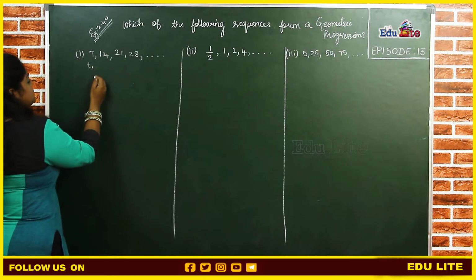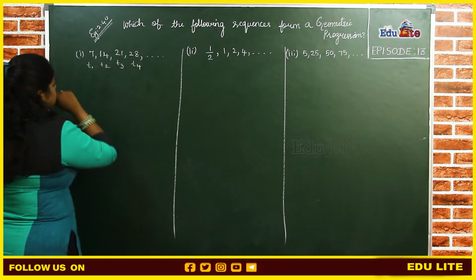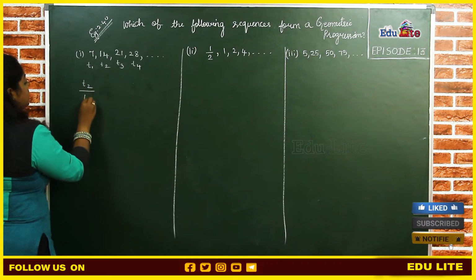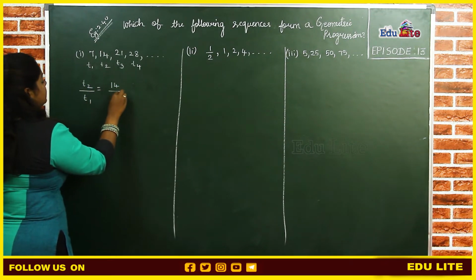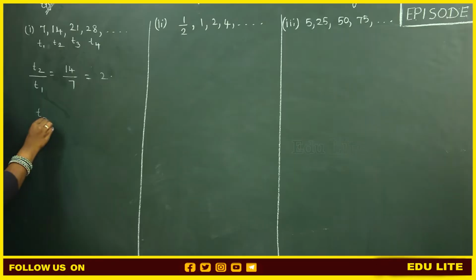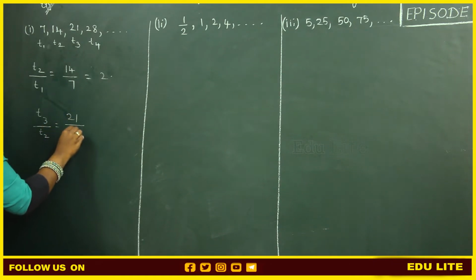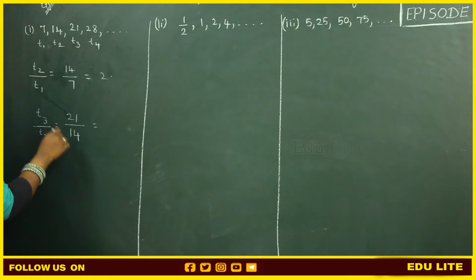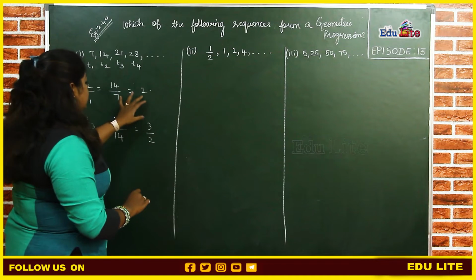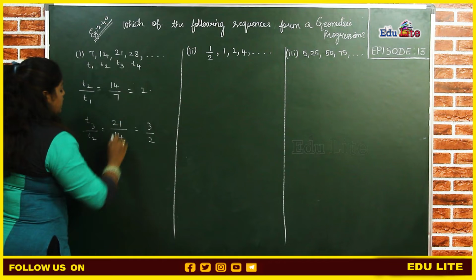First term is expressed as T1, second term is T2, third term is T3, fourth term is T4. To find the common ratio R, we can use the formula T2 by T1. T2 value is 14 and T1 value is 7, so 14 by 7 is 2. Similarly, we have to do it for the next term, T3 by T2. T3 value is 21 and T2 value is 14. We can cancel this in the 7 table. It will give us 3 by 2. Whereas 2 and 3 by 2 are not equal. That is, the common ratio R value is not equal. Therefore, this sequence is not a GP.